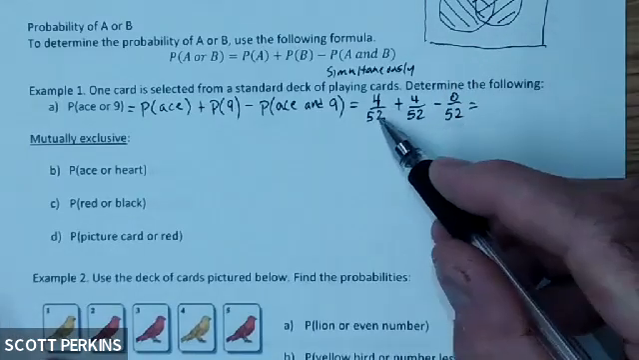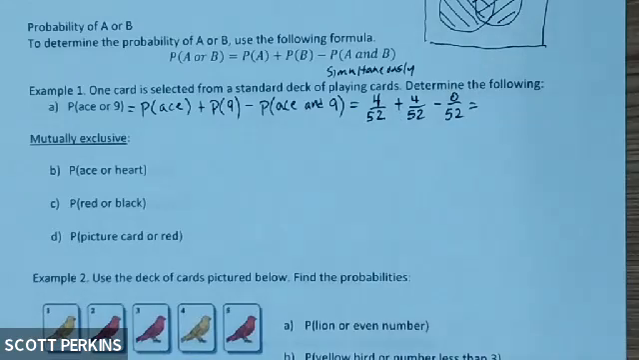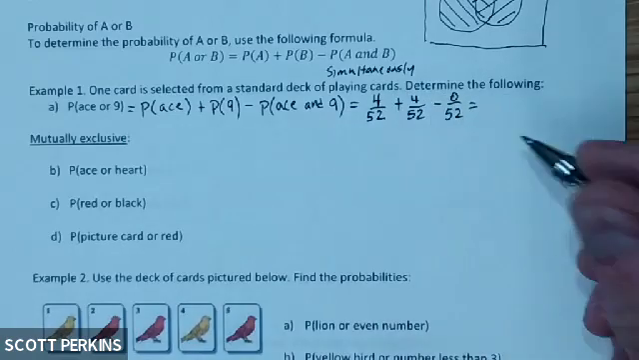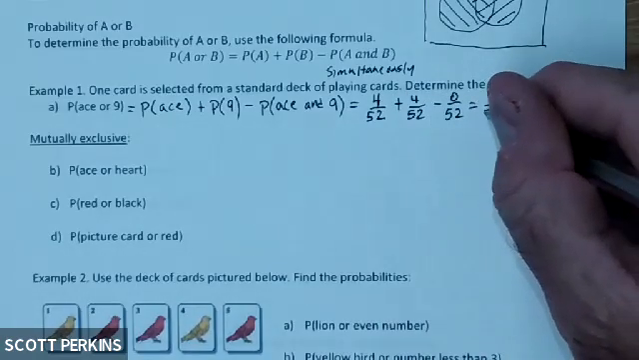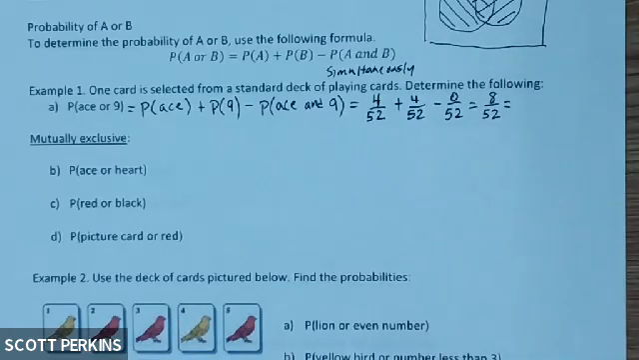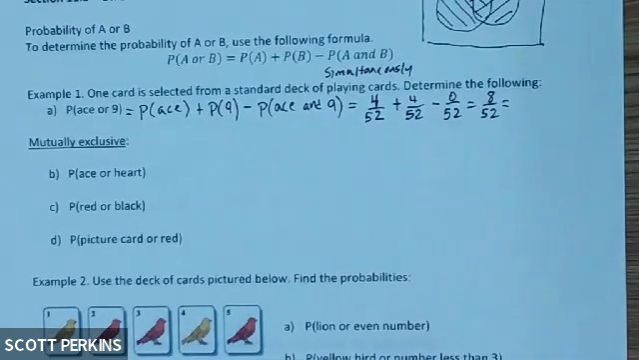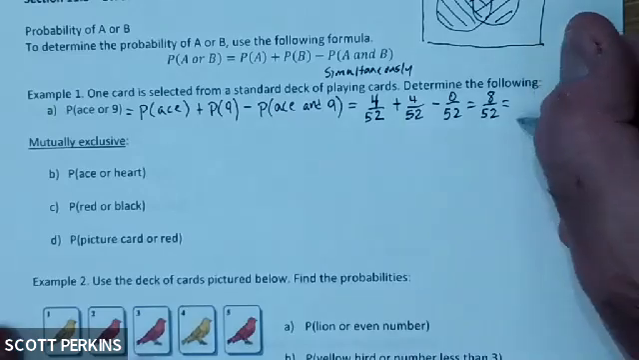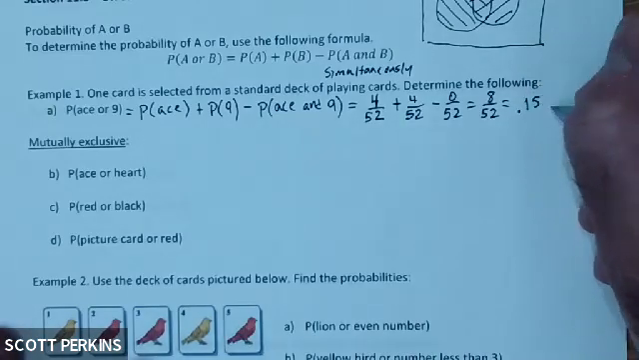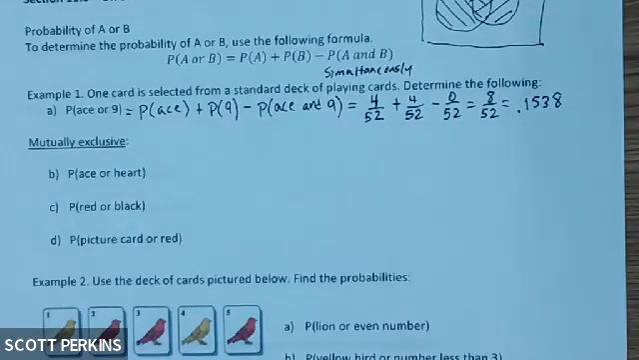And so 4 out of 52 plus 4 out of 52, the nice thing is I'm not reducing those fractions. So the denominator is the common denominator. So 4 plus 4 is 8 out of 52. And just to refresh your memory, you can either reduce that fraction or you can make a decimal, which I'm going to do just because it's easier. And so I get 0.1538 as my probability.